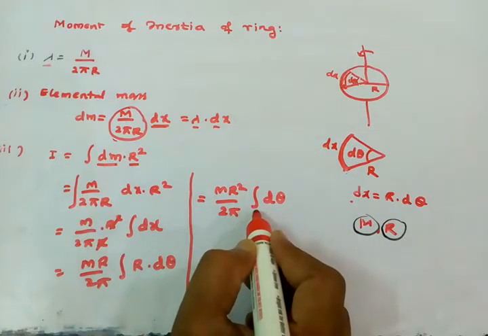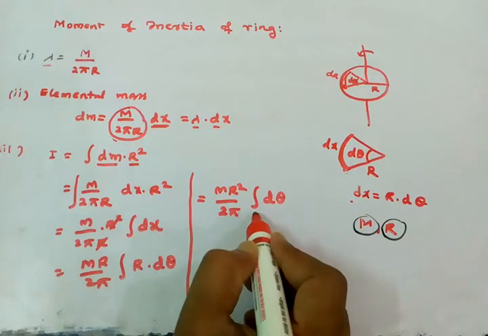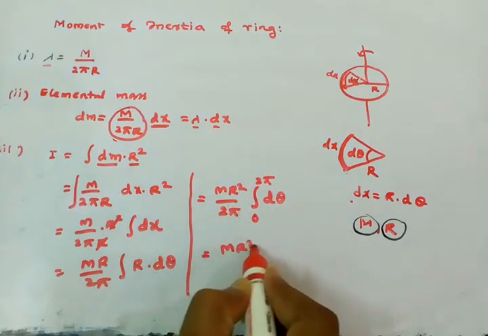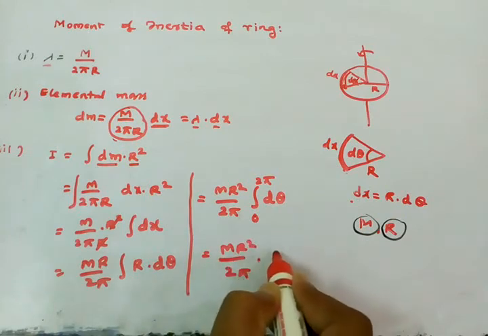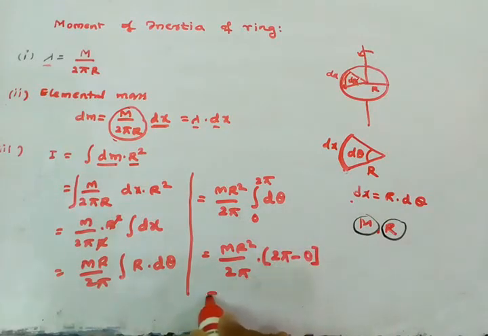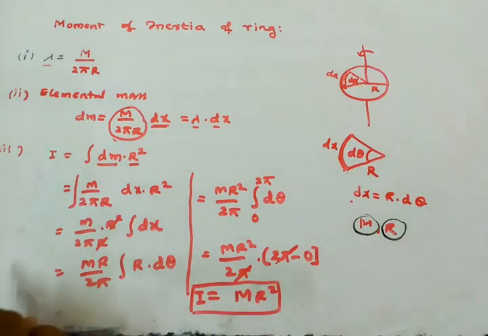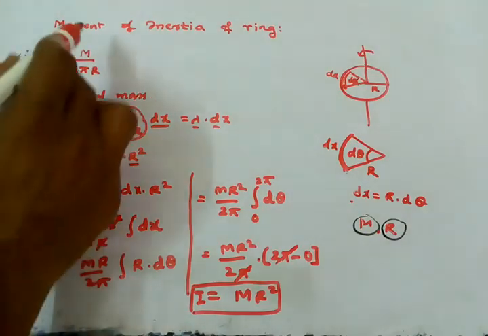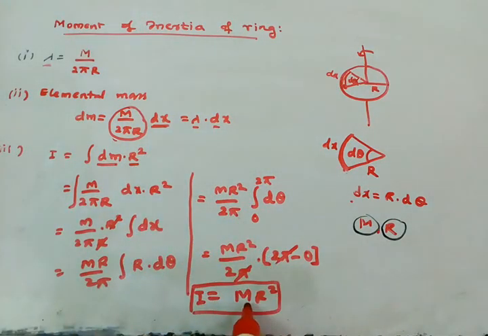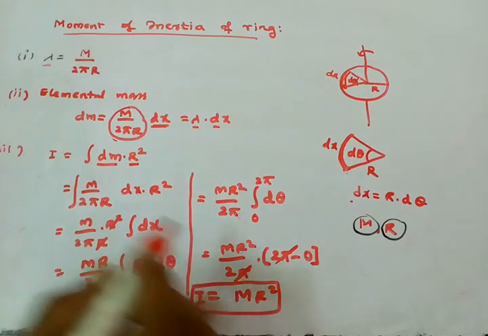So integrate theta from 0 to 2 pi. Then m r square by 2 pi into 2 pi minus 0. If we integrate, finally this is equal to m r square. The moment of inertia of the ring about the central axis is equal to m r square. So this is a simple derivation for the moment of inertia of a ring.